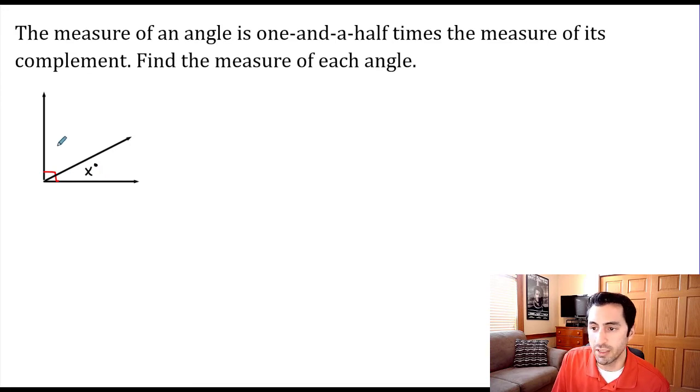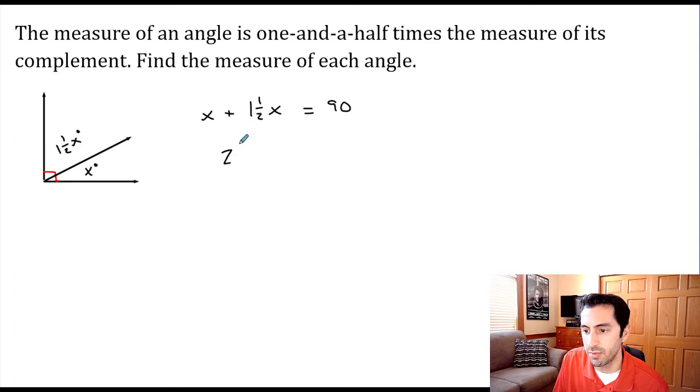If that's x degrees, my other angle is 1.5 times bigger than that. So it's going to be 1.5 times x. And together, these two angles are complements, so that means they have to add to 90. So if I take x and my other angle that's 1.5 times bigger than x, together, those have to be 90 degrees. I can add these two together. This is 1x plus another 1.5. That's going to be 2.5x.